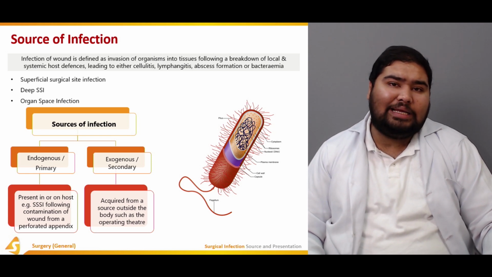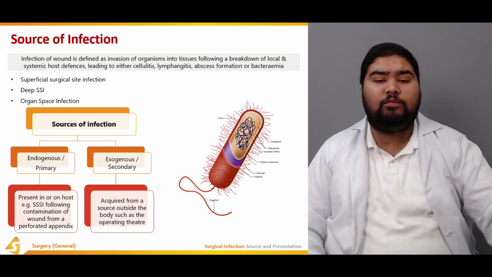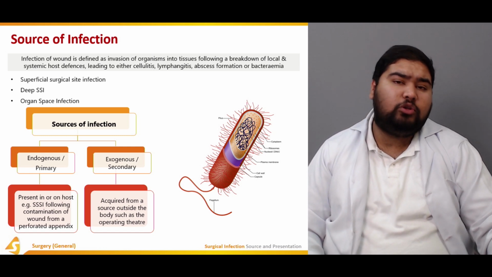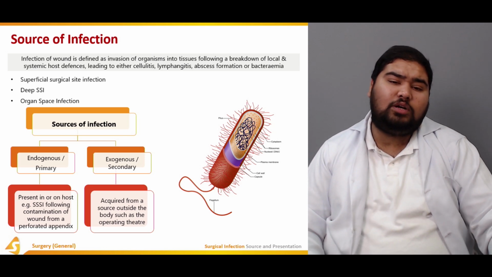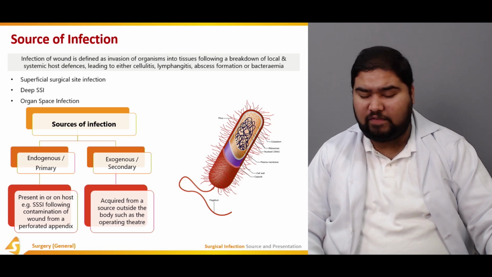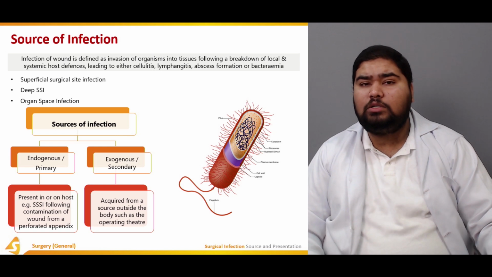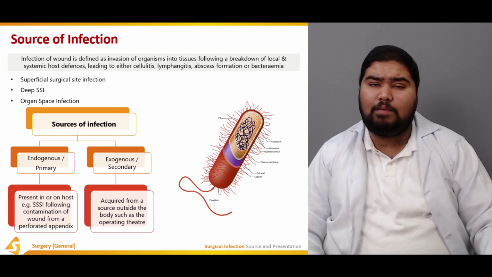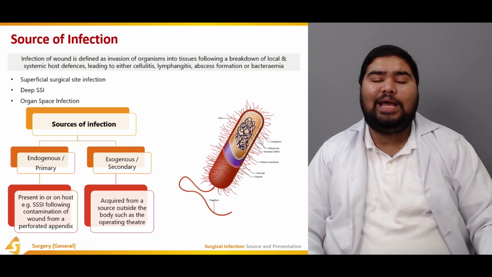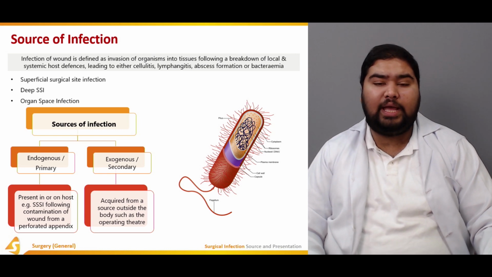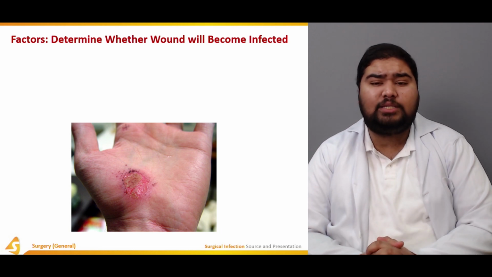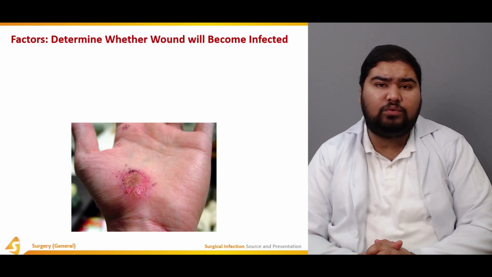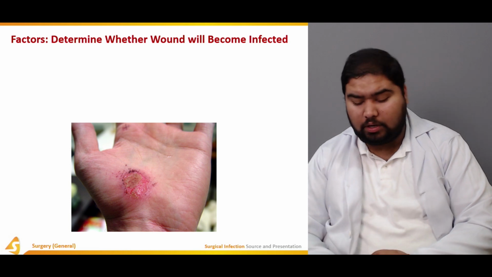Now in exogenous or secondary source, it is acquired from a source outside the body, such as the operating theater. So when an infection is acquired not from the body itself but from the surroundings, it is exogenous or secondary source of infection. So the two important sources, primary and secondary, primary being endogenous and secondary being exogenous.